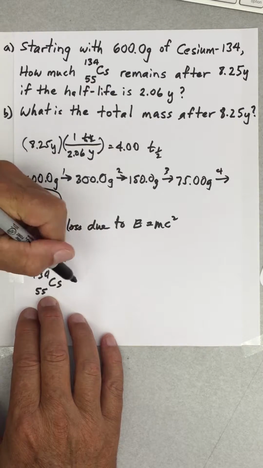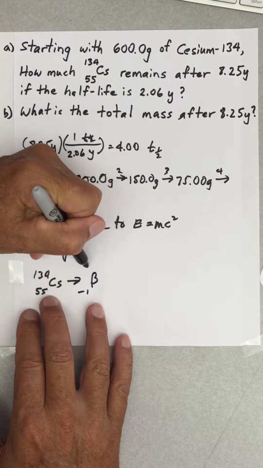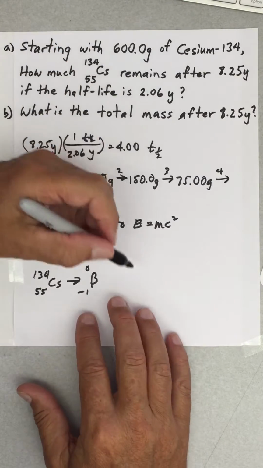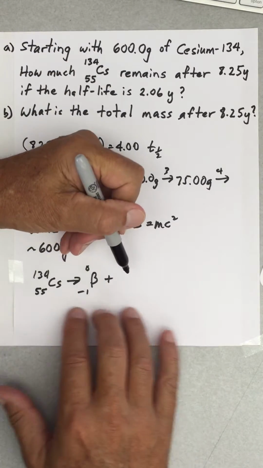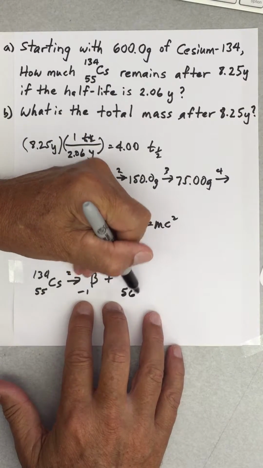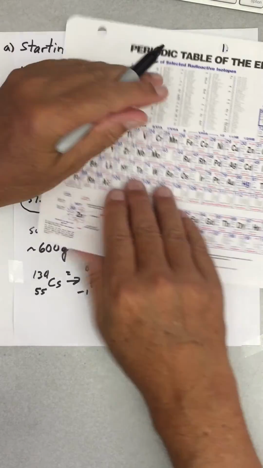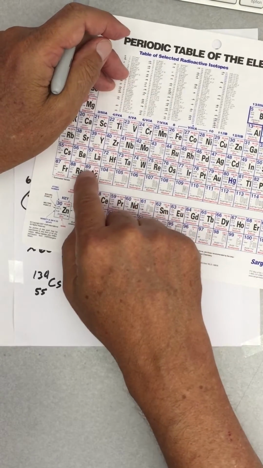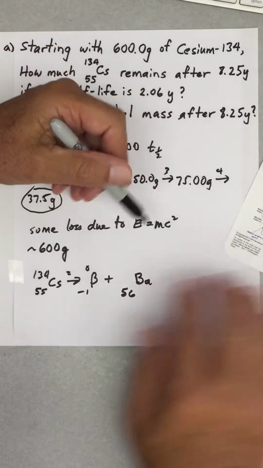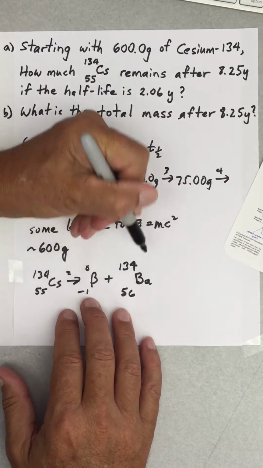Cesium-134 is going to give off a beta particle, which is really an electron, right? So 55 is going to be equal to -1 plus 56, so this is going to be barium. Element 56 is barium, right there. And then the mass number would be 134.